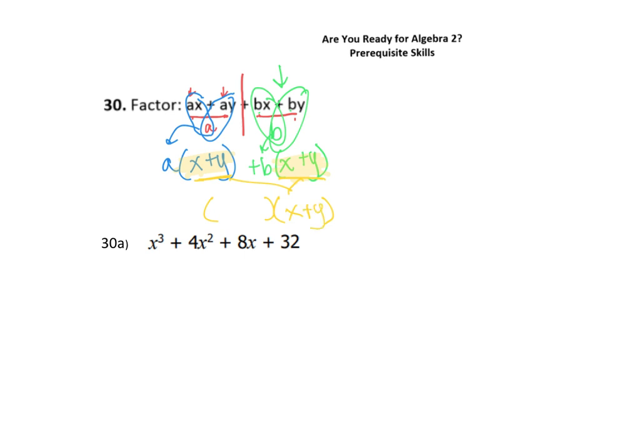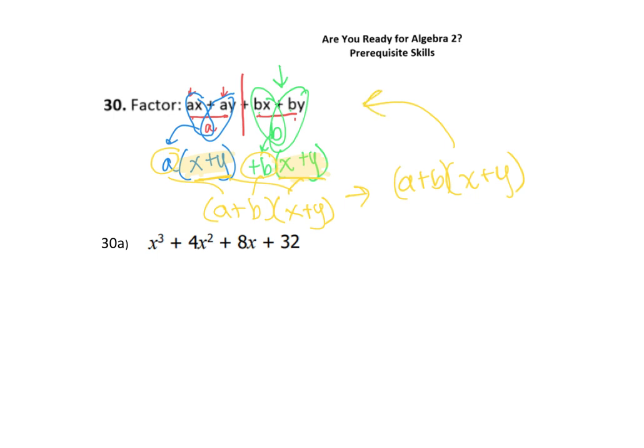And then what we do is we take those two GCFs and they fall in love and get married and make their own grouping in one of the sets of parentheses. So this factored is a plus b times x plus y. And if we FOILed that back out, we should get back to the original, which we would.